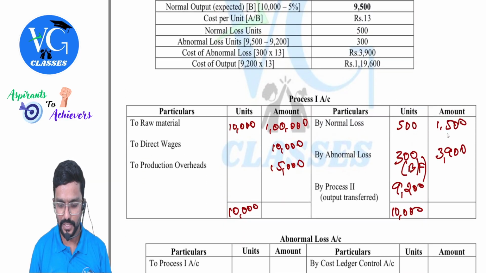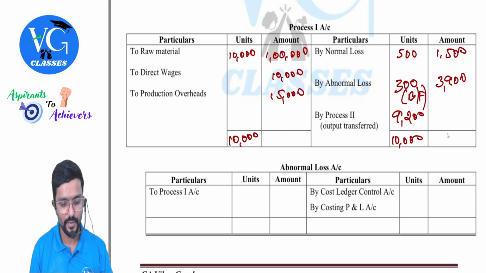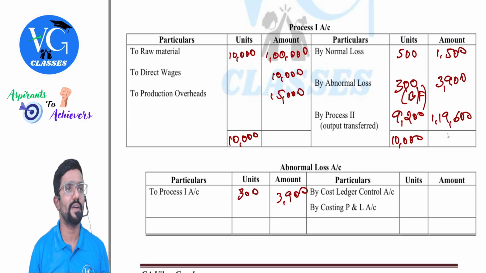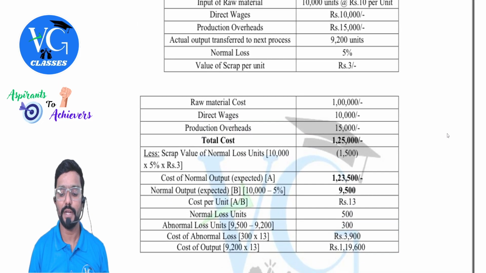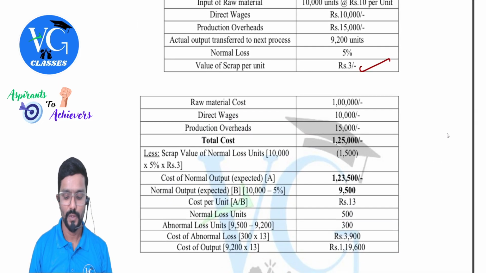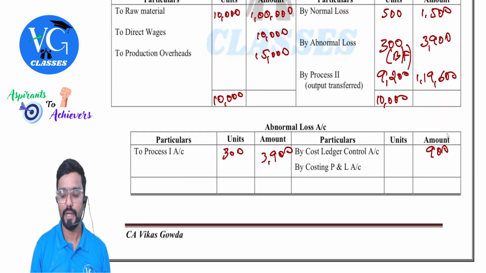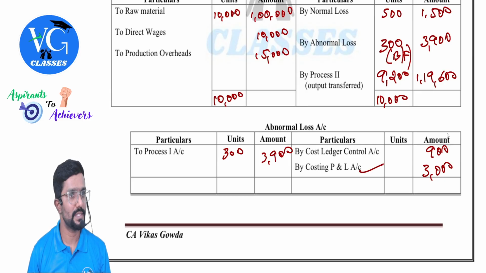Now, output cost is how much? 119,600. Hope you understood. Now bring that here. 300 into the cost of it is 3,900. For this also, do we get a scrap value? Yes. If they are not given separately, take the same 3 rupees. So 300 into 3, 900. Clear? Remaining is how much, sir? 3,000. Transfer it to costing P&L. What is this, sir? Net loss. Net loss. Clear?